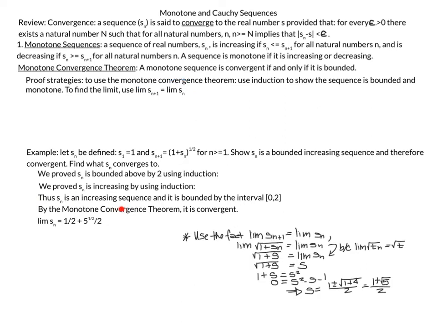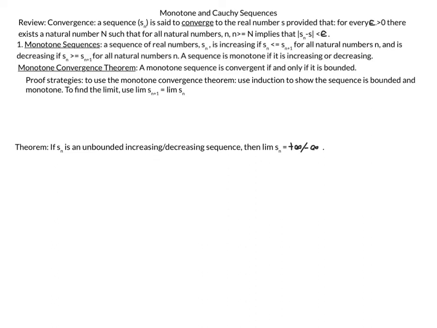And here again is the summary. By the monotone convergence theorem, it is convergent, and the limit of S of n is equal to 1/2 plus the square root of 5 over 2. Our next theorem: if Sn is an unbounded increasing or decreasing sequence, then the limit of Sn is equal to positive infinity if it's increasing, and negative infinity if it is decreasing.